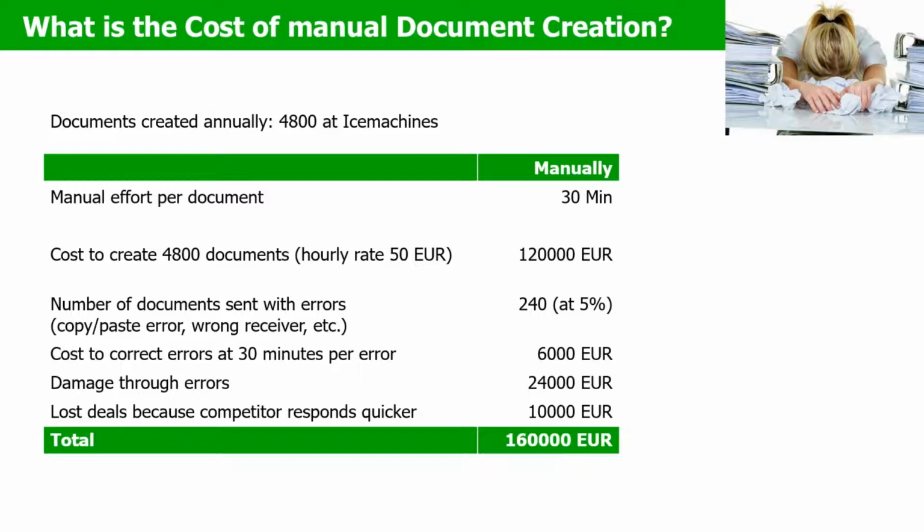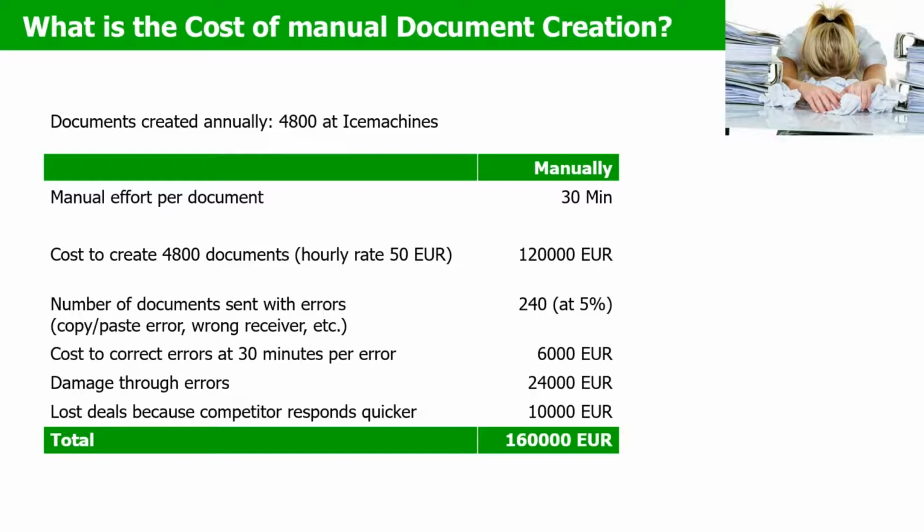And that means you're spending 6,000 euros on correcting these errors. You have a damage through these errors of 24,000 euros, which is the 240 documents times 100. And then you have the 10,000 euros lost deals. That means you're spending 160,000 euros a year for creating these documents. And it's often quite surprising for customers to see how much money they are spending on manual document creation.